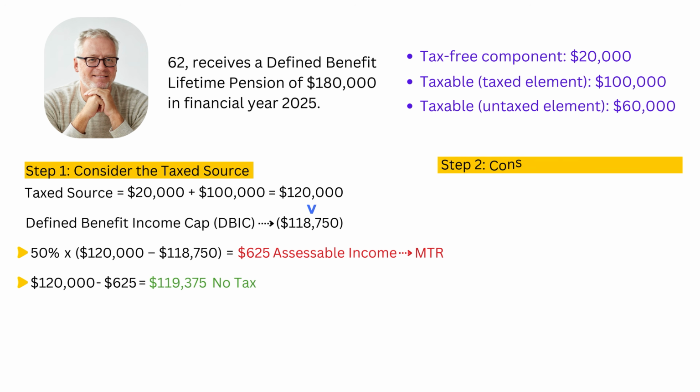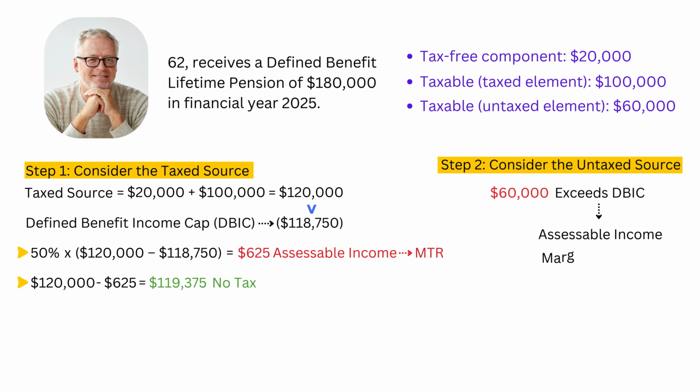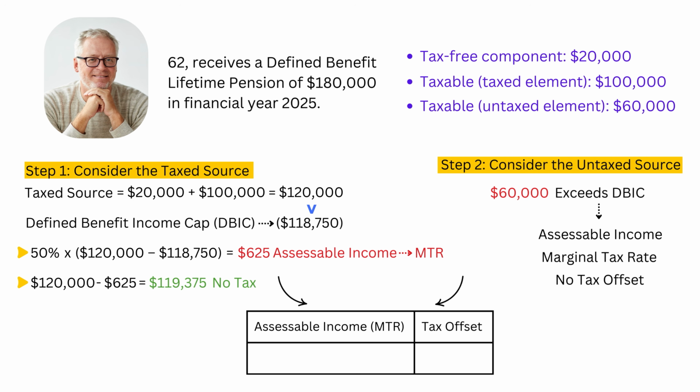Step 2. Consider the untaxed element. As the defined benefit income cap is already fully utilized by the tax source, the entire untaxed source of $60,000 exceeds the defined benefit income cap. Therefore, all of it is included in assessable income to be taxed at his marginal tax rate, and no tax offset applies. So for John, he will need to include a total of $60,625 in his assessable income, and he does not receive any tax offset.